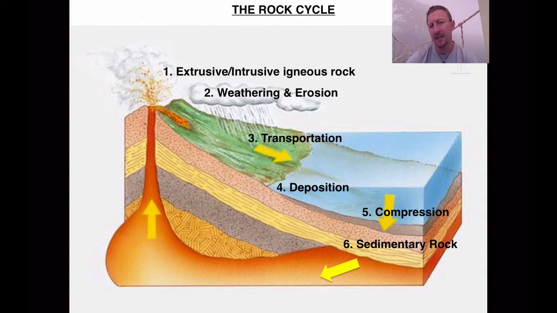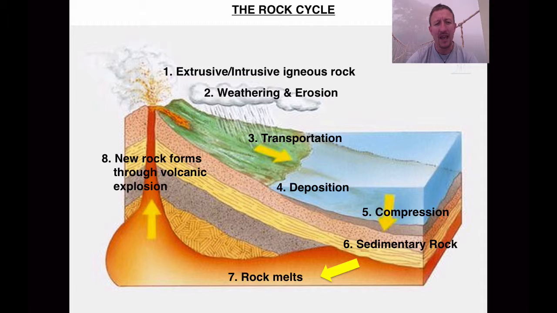Now, what can happen to the sedimentary rock? Well, it could all just melt. The rock could just melt, and the result is it comes back out through a new volcanic explosion. So we then get our extrusive and intrusive igneous rock. You see how it cycles around? We've now gone through, as it follows through, down 1, 2, 3, 4, 5, 6, 7, and then back out. We see we've got a cycle.